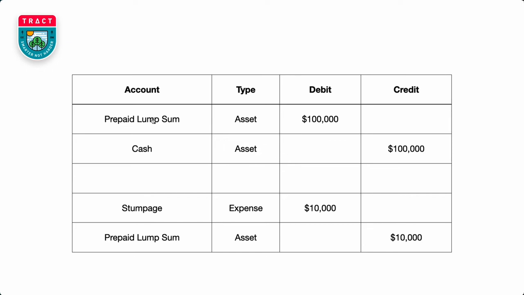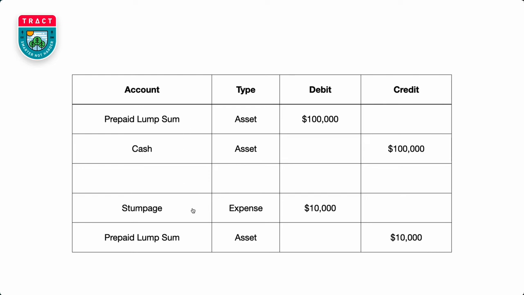So what most people do is they'll have an asset account called something like prepaid lump sum, and they'll credit their cash account when they write that check, so that decreases their cash, and then they're going to stick that $100,000 in their prepaid lump sum account. So it's kind of sitting there as reserve, ready to be used whenever you start cutting on the tract.